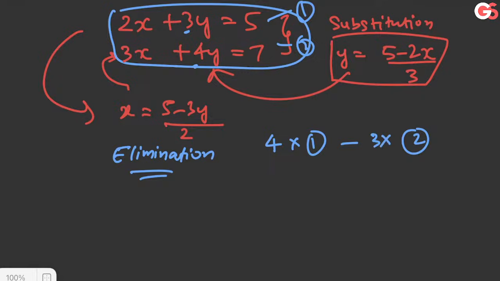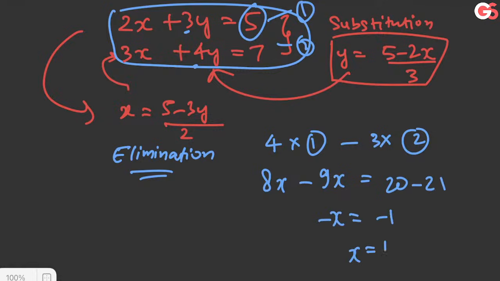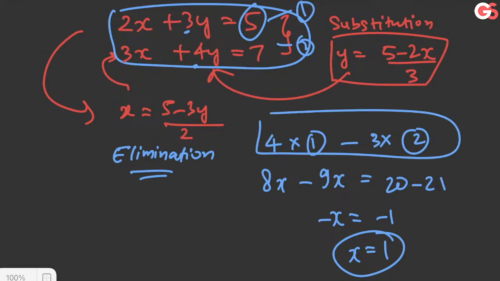The coefficient of y becomes 12 in both the cases, right? So 4 twos are 8, 8x minus 3 threes are 9, 9x is equal to 4 into 5, that is 20, right? 3 into 7 is 21. So I get minus x is equal to minus 1. That means x is equal to 1. Is that clear? Now, these things should be done mentally, the way I did it. You don't have to actually write and then multiply by this and then subtract. It's not a board examination. You don't have to show all these steps. Is that clear, everyone?